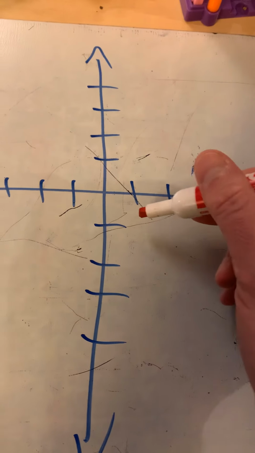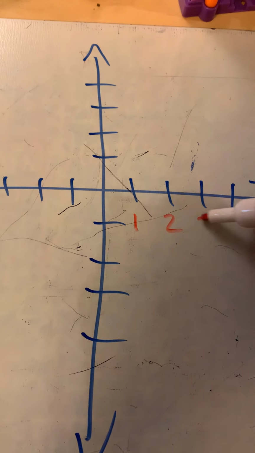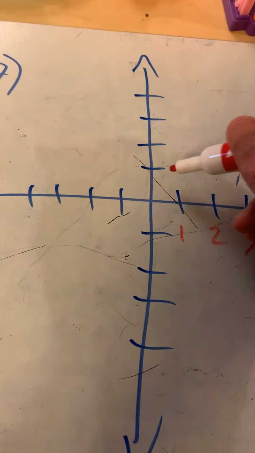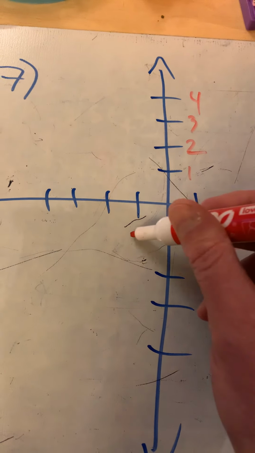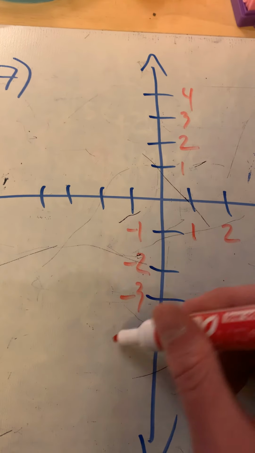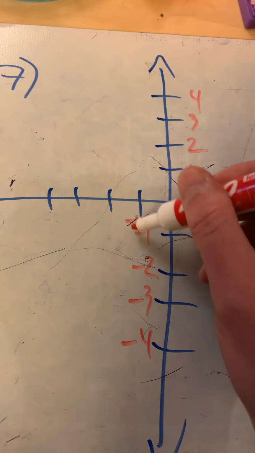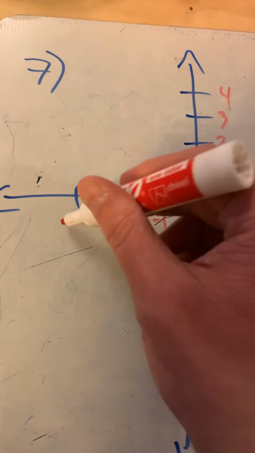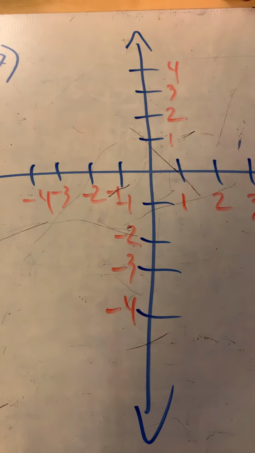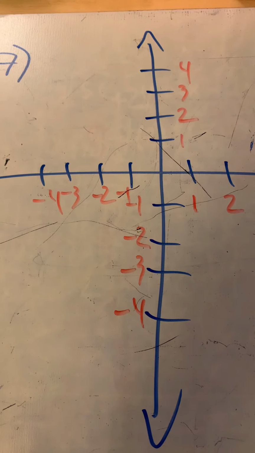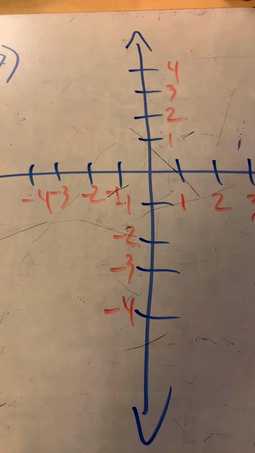I want you to go up by ones on every axis. So 1, 2, 3, 4. +1, +2, +3, +4. -1, -2, -3, -4. -1, -2, -3, -4. So go up by ones on that graph in number 7, and then identify where those points are and give me the ordered pairs for those points. Okay, that's number 7.